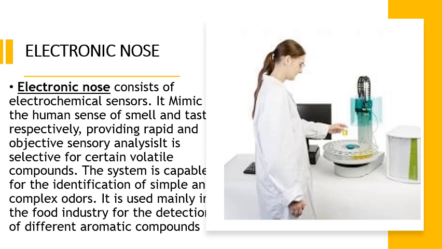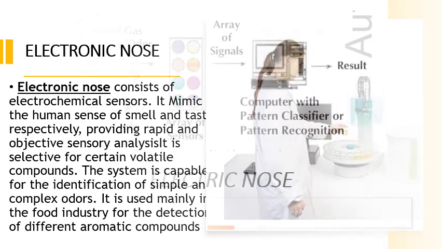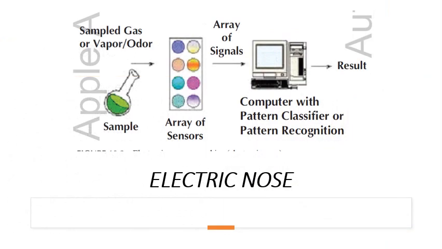The system is capable of identification of simple and complex odor. It is used in detecting different aromatic compounds. And the way it works is being connected to the system. This is the sample that is being investigated, and you have an array of colors. There are so many patterns, but this is just a diagrammatic pattern of how it works.